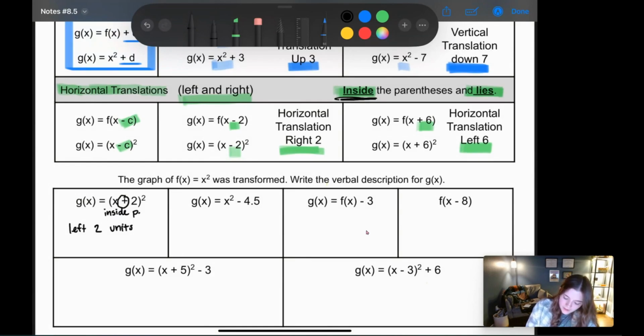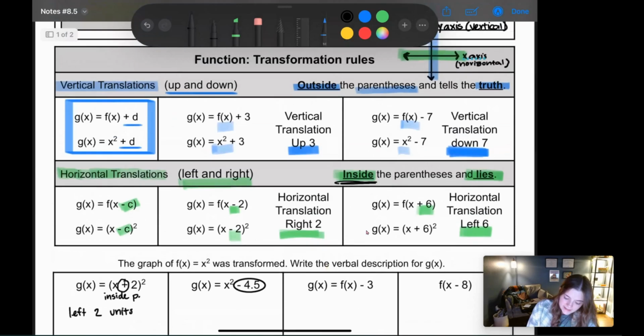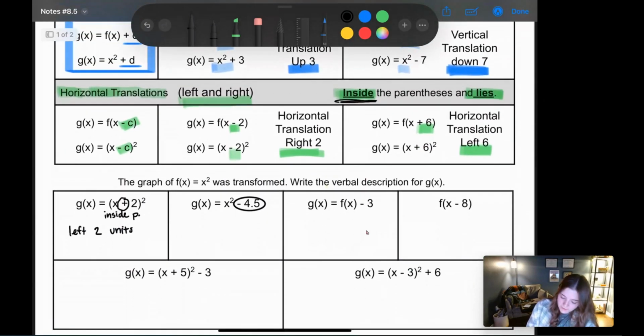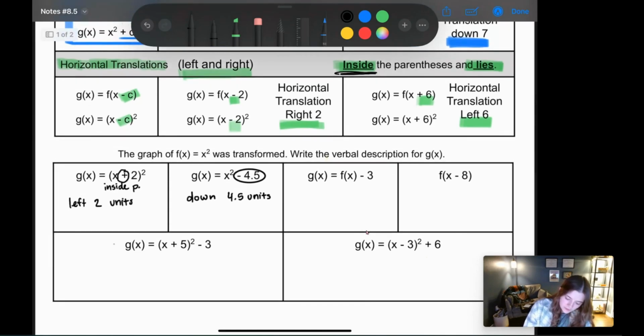This one right here, is it inside of a parentheses? It's not, so it has to be a vertical translation, and it tells the truth. So when it says -4.5, it means down 4.5 units. And that's it, you're done. That's all I want you to solve on that. Now take a look at this one though. What is already different about that one? What do you notice is different?